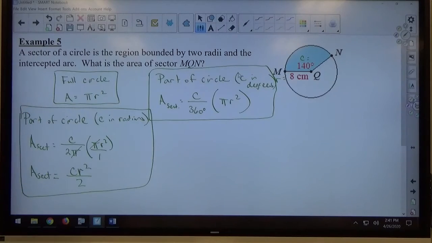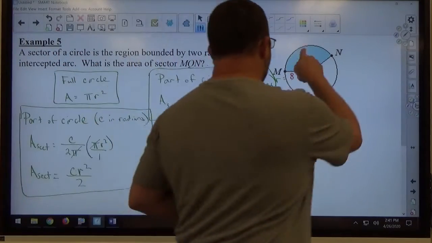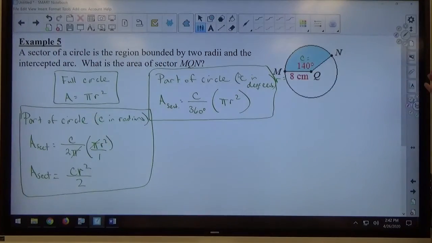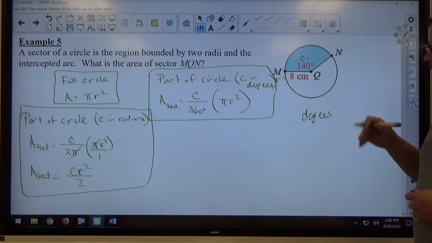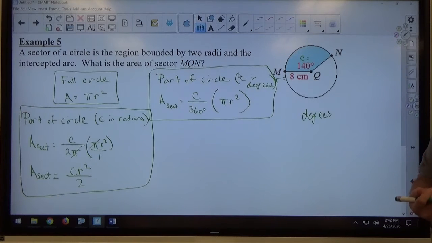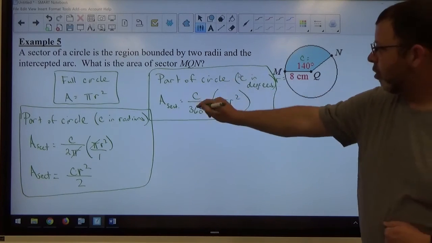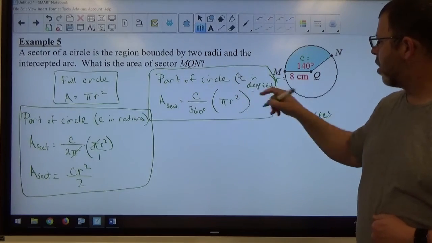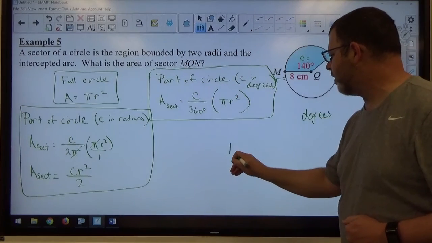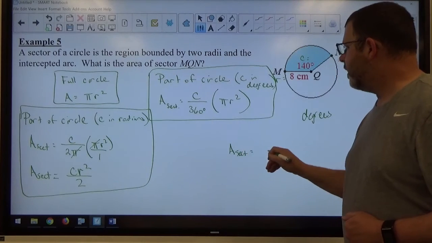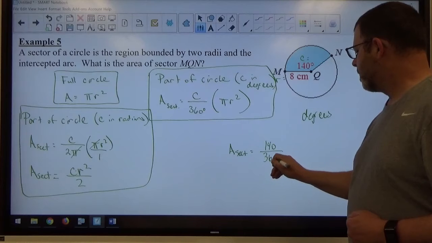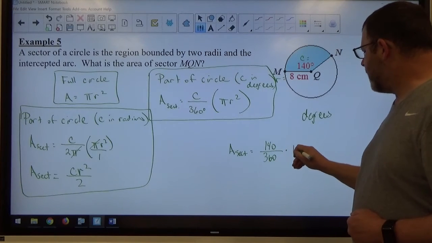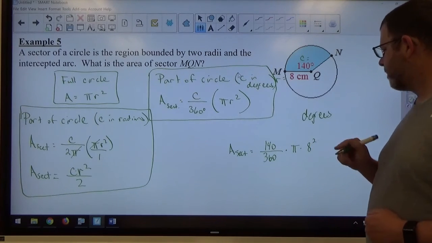So, looking at this picture, we have the angle in degrees. And again, if this is me doing a homework question, I'm going to write down degrees so that you know that that's important. Since it's degrees, we're using this formula. I need to replace C with 140, R with 8. So I'm going to get the area of the sector equals 140 over 360 times pi times 8 squared.